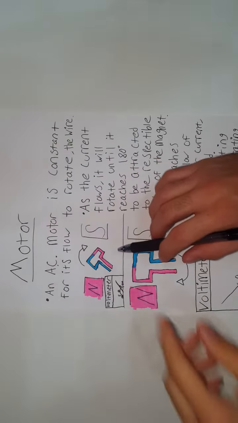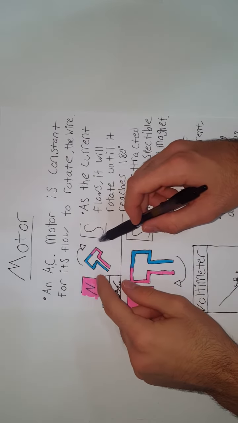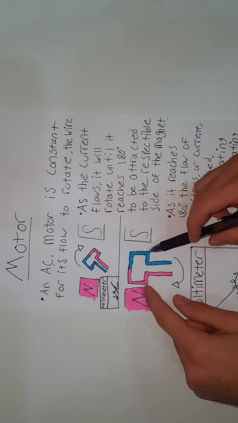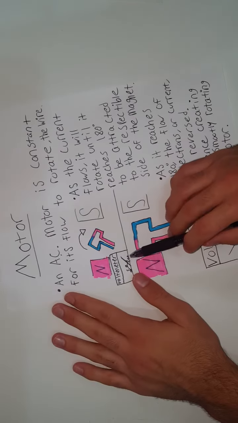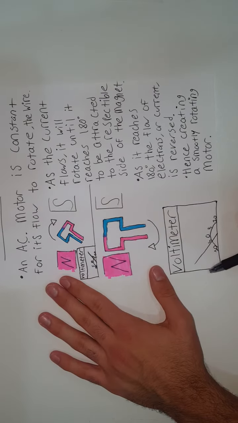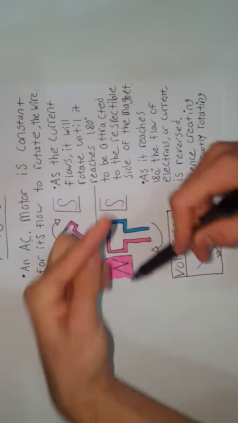But if we alter the current as they arrive to their point, then it'll switch the polarity, as we can see here. The polarity has been switched and the wire will continue to rotate. As you see here, the voltmeter is facing to the right and here it is to the left. Thus, this is alternating current, which allows us to continually rotate.